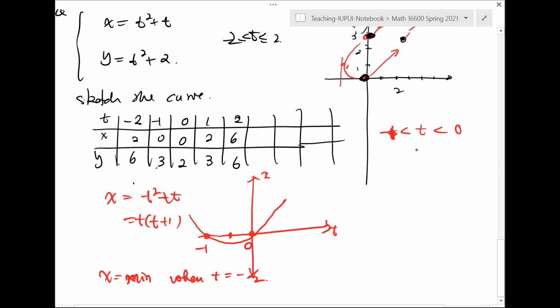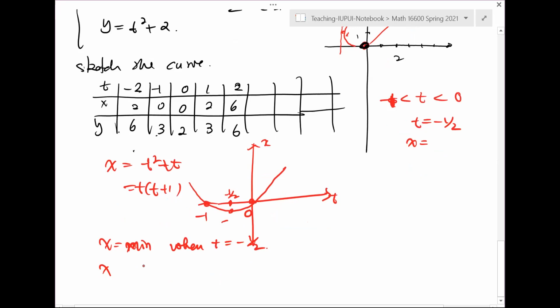So when t equals -1/2, x is going to be -1/4. You can calculate it. So x is going to be -1/4. What is y? y is going to be 1/4 plus 2, which is going to be 9/4.